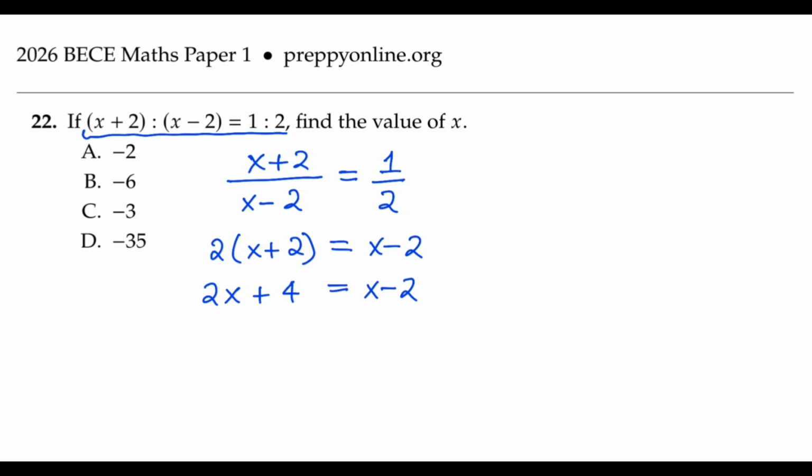So we group like terms. We get 2x minus x is equal to minus 2 minus 4. 2x minus x is x. Minus 2 minus 4 is minus 6. So that gives us x as minus 6. Therefore, our answer is B.